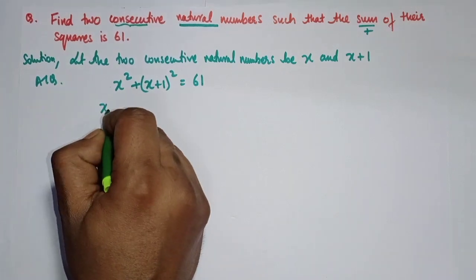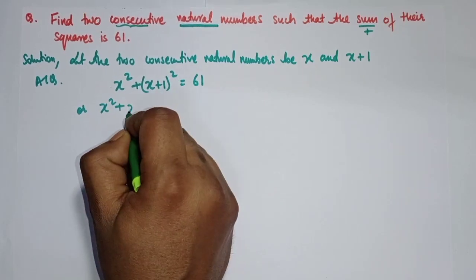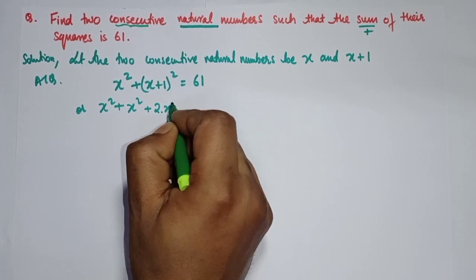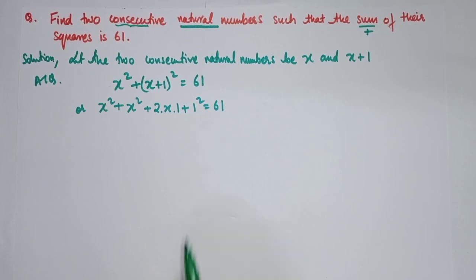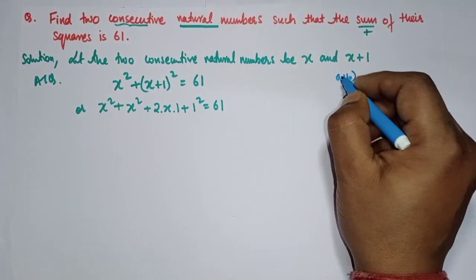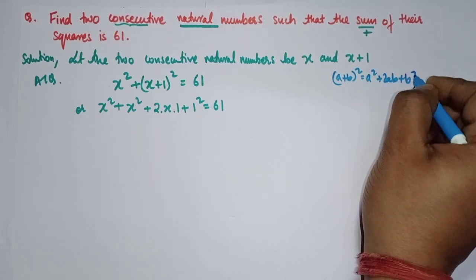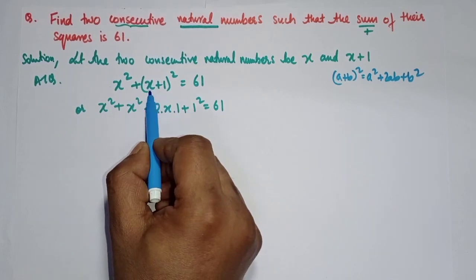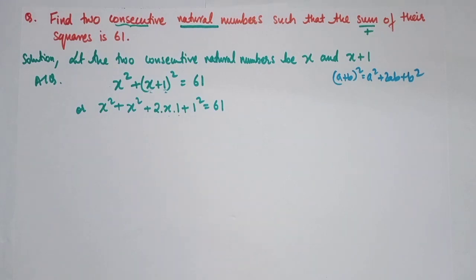So it will be x square. What is the formula for this? a plus b whole square. The formula is a square plus 2ab plus b square. Here a is my x and b is my 1, so x square plus 2 into x into 1, plus 1 square, equals to 61.